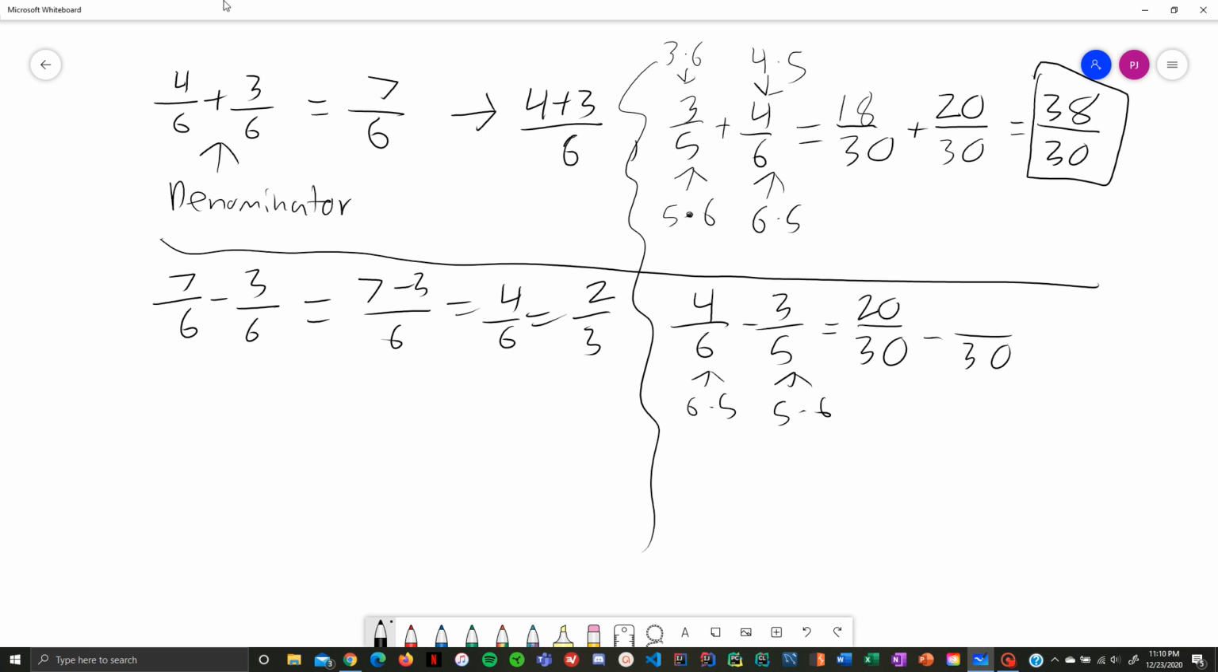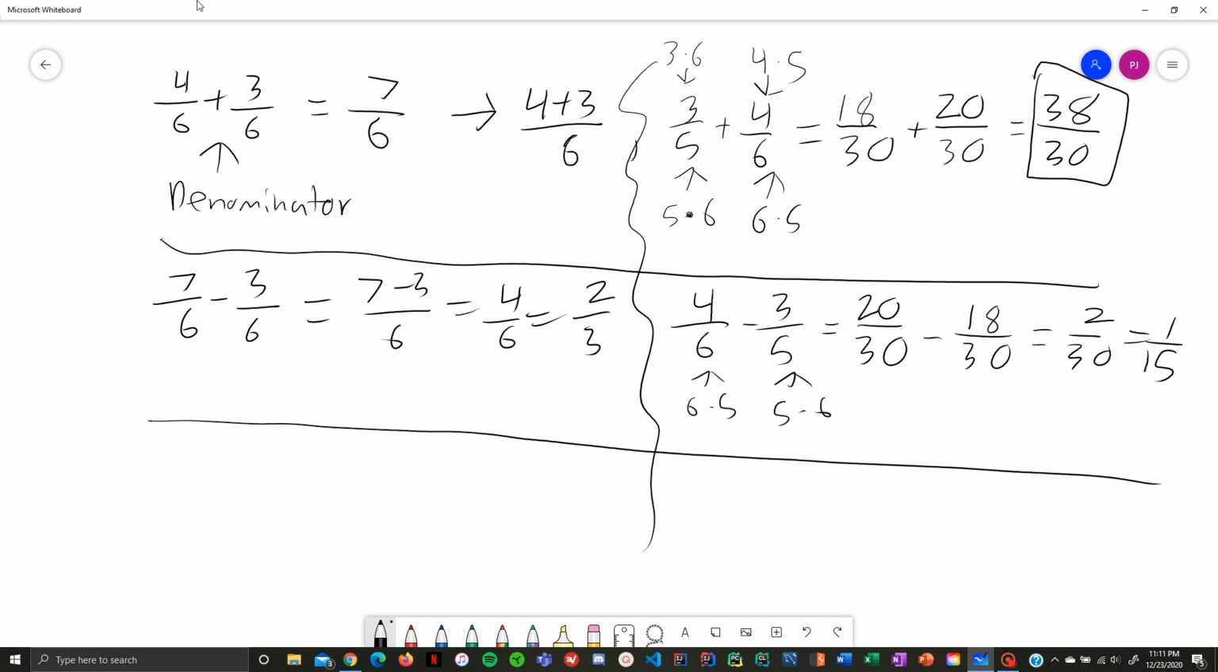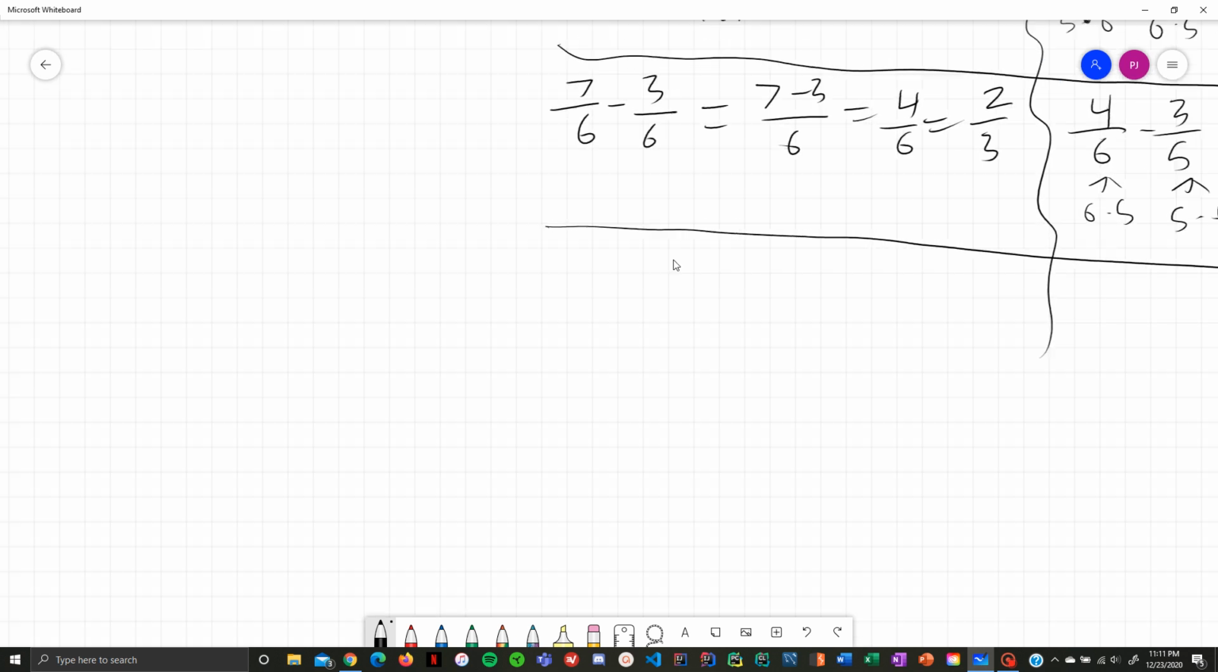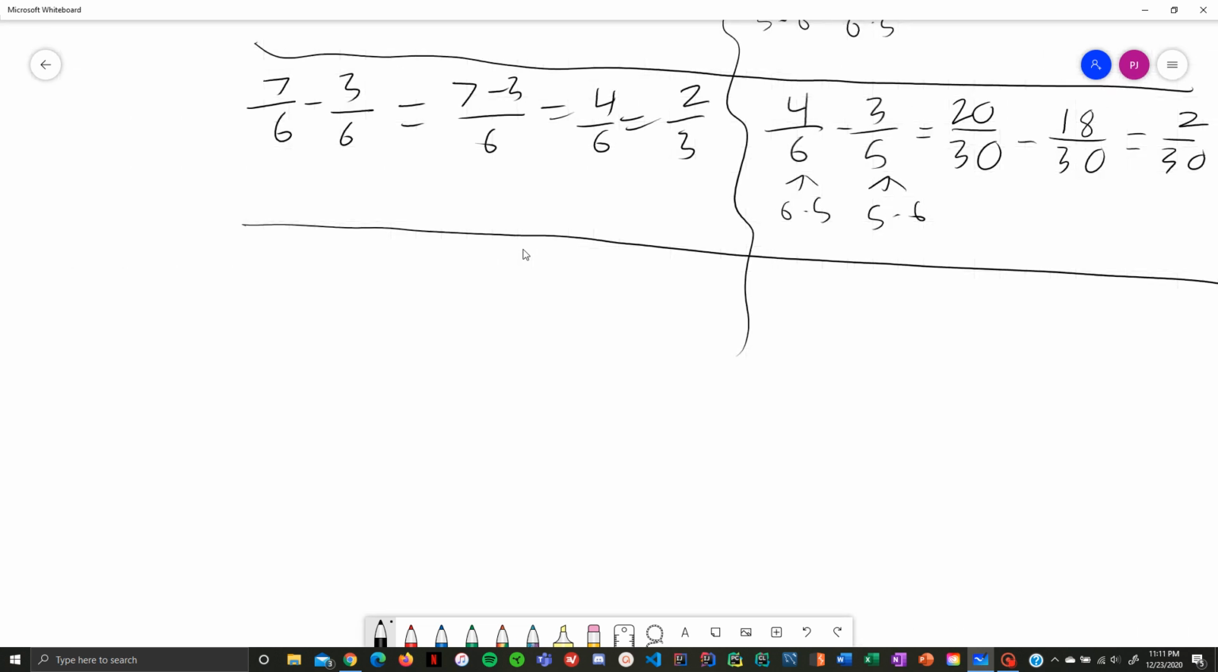And of course we have to do the same over here. We multiplied this by 6, so we have to multiply the 3 by 6, so that's going to be 18. And now we have 20 minus 18 over 30, just like this. And this is going to come out to be 2 over 30, or when we reduce, that's going to be 1 over 15. Now I want to take a look at one more example that could be similar to these. Give myself a little bit more room here.